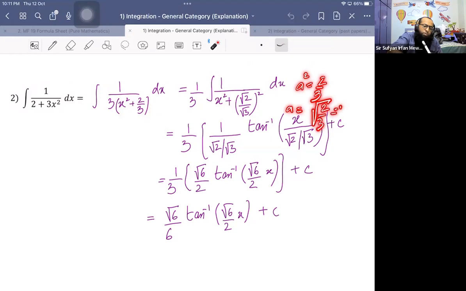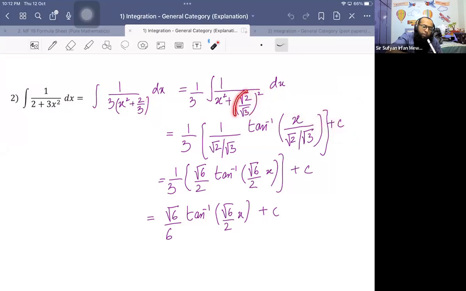then a will be equal to root of 2/3. And root of 2/3 means root of 2 divided by root of 3. So this is what I've written. 2/3 has become root 2 upon root 3 whole square, because a square has to be equal to 2 over 3. So a has to be equal to root 2 over root 3. So this is root 2 over root 3 whole square.